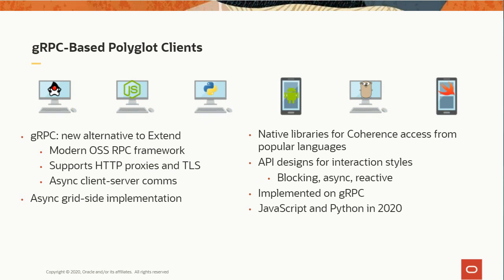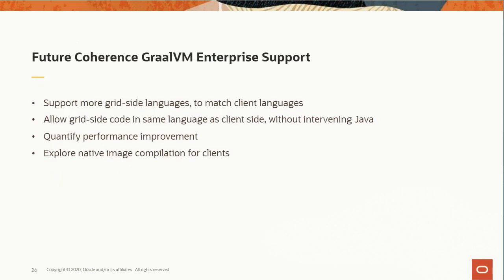So with gRPC in place, we will begin rolling out native libraries for Coherence access from these languages I mentioned. And if you're using one of these new native language libraries, you can write asynchronous or reactive clients. And in calendar year 2020, we are introducing JavaScript and Python. So this is all happening on the client side of Coherence. And what we want to do on the server side with GraalVM Enterprise is support more grid-side languages. All the examples I just showed you were in JavaScript, but we would like to be able to run the same languages on the grid side that we have on the client side.